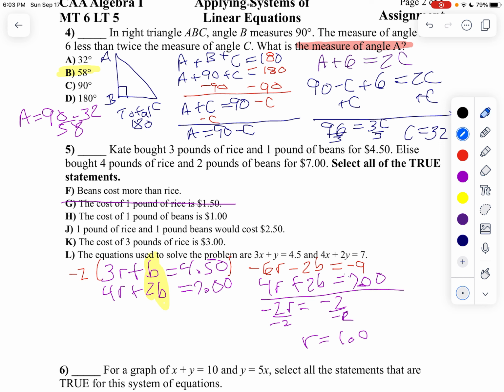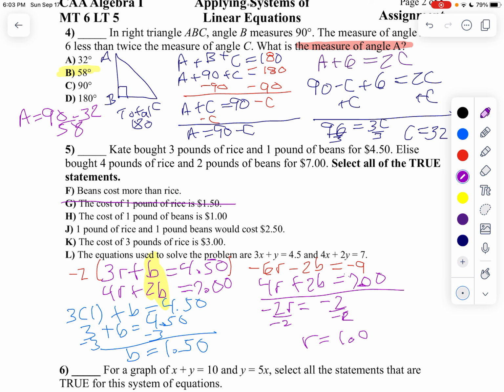So let's use my first equation. 3 times 1 plus B equals 450, or 3 plus B equals 450. So B, minus 3 from both sides. B would be 150. And so the cost of beans is not $1. We'll cross that one out too. Okay? 1 pound of rice and 1 pound of beans, that would be $2.50. Oh, so J is one of my answers.